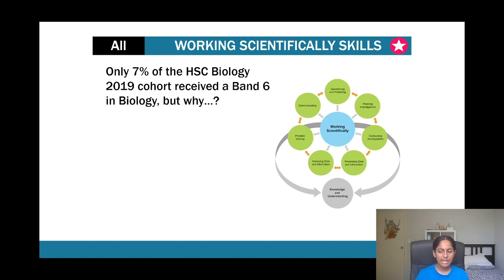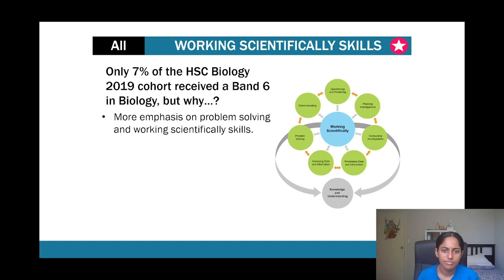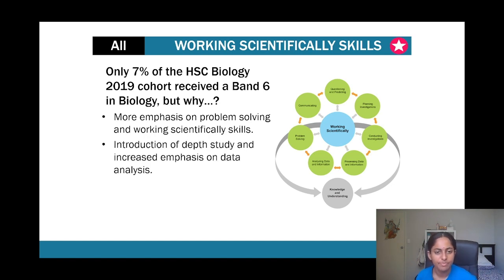The main thing is that not a lot of people get band sixes in biology. It's not because they don't understand the content or because biology is hard, but rather because you have to really apply your knowledge. If you look at my 2021 HSC paper, literally everything was application based. There's also more emphasis on problem solving skills as well as application-based skills alongside your content. And that's where your depth studies come in. Your depth studies give you that idea earlier on, so that's also really important to look at.